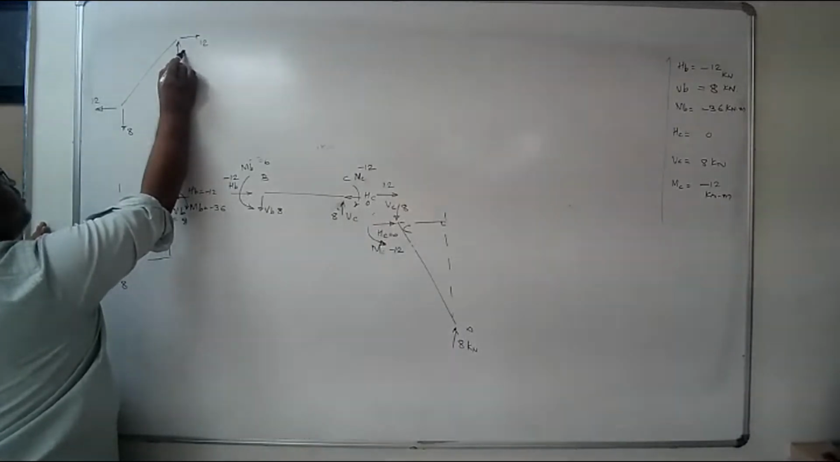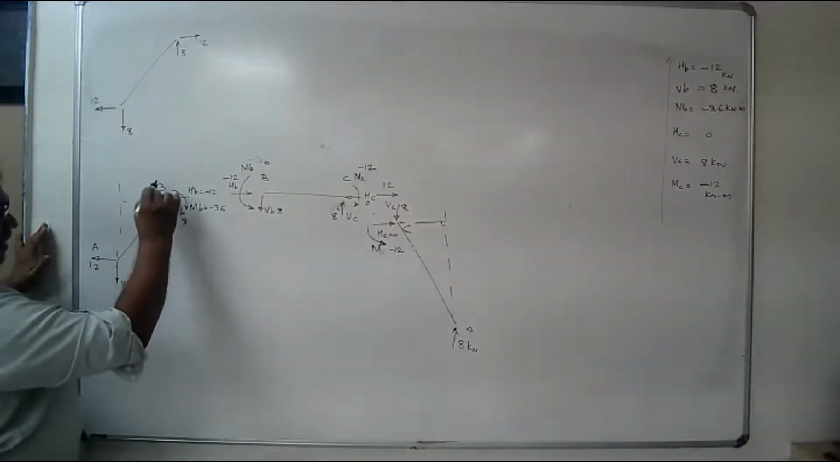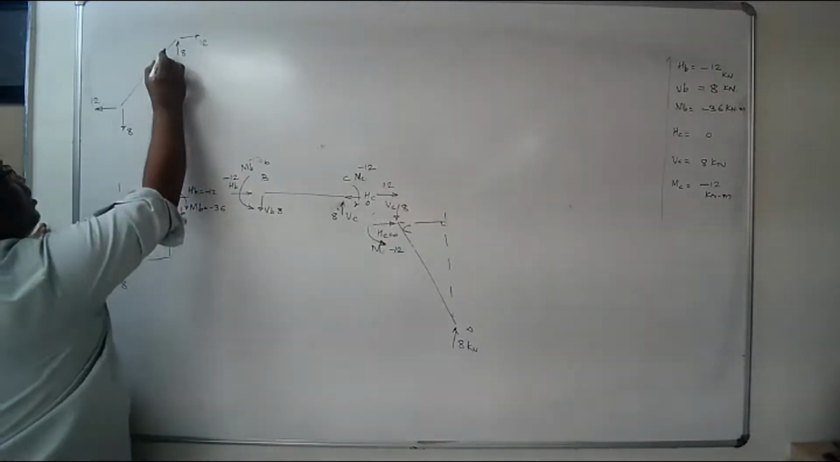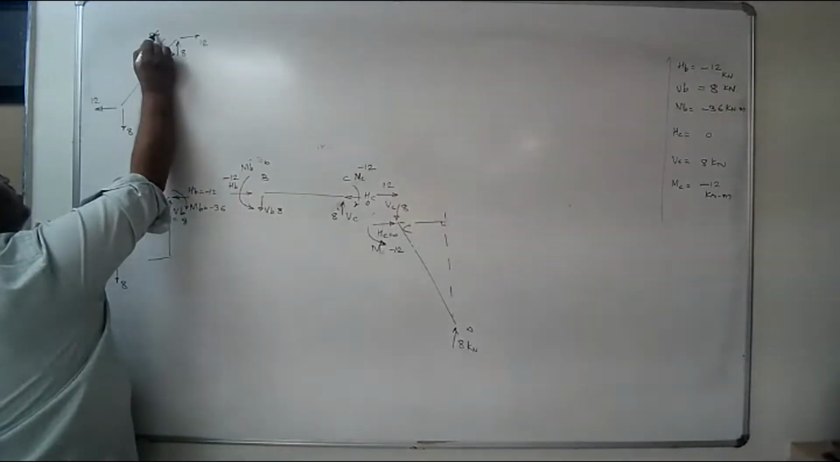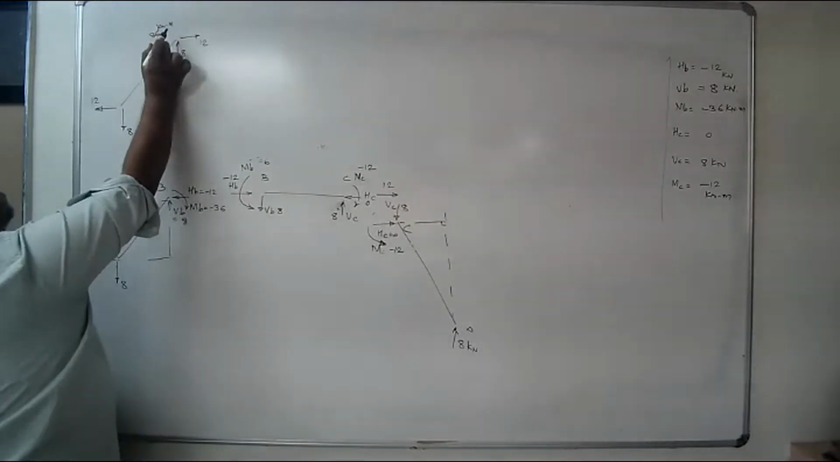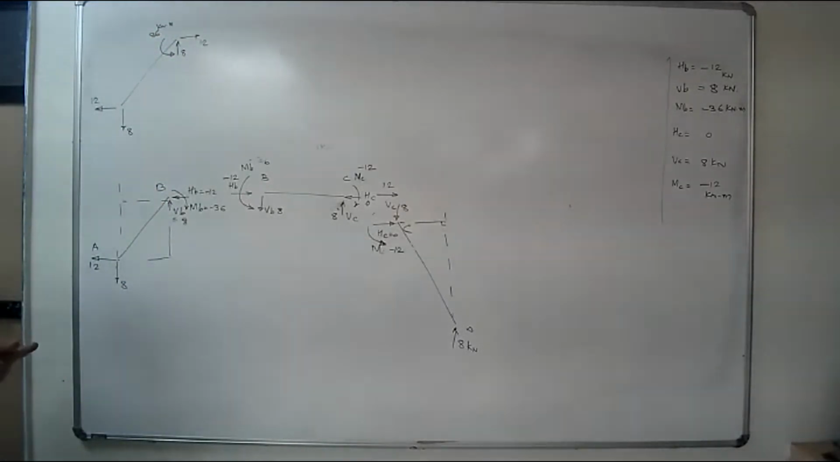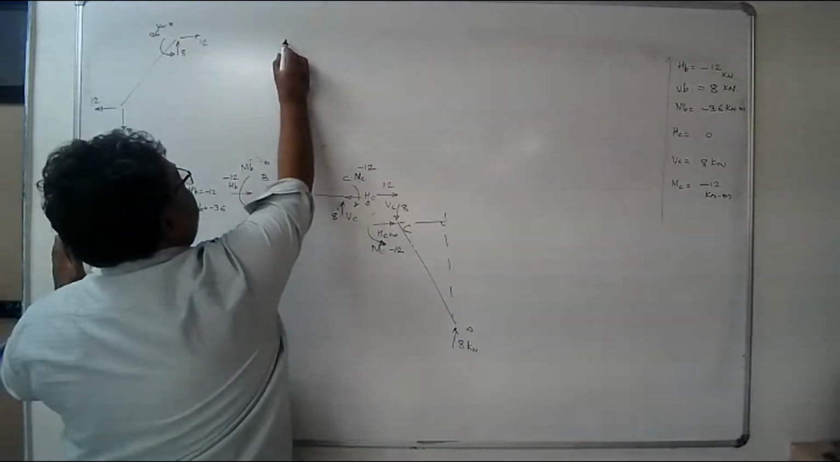okay. 8. Moment, I had assumed clockwise. I have got a minus value. It means that it is acting anti-clockwise. So this is 36 kilonewton meter. Is it okay? Next for this member BC.